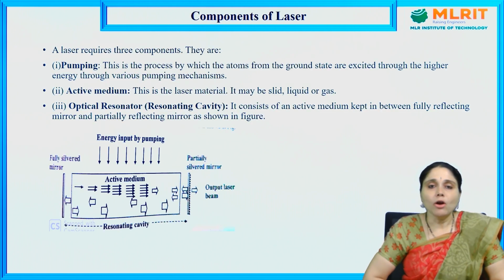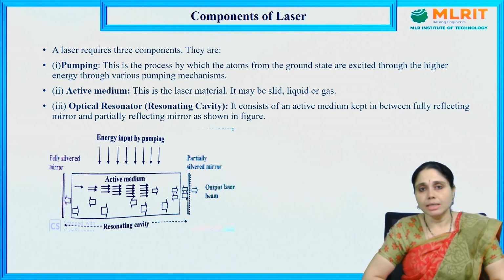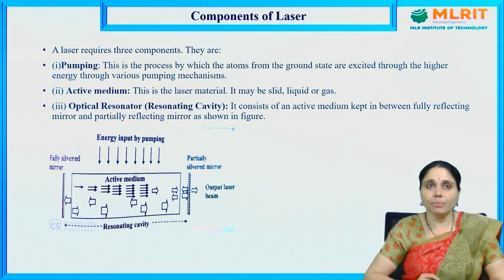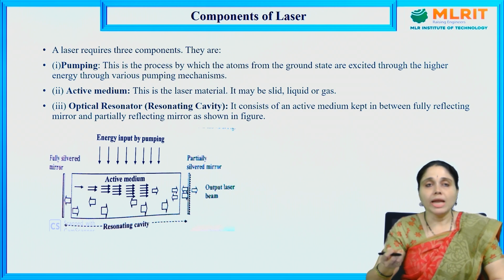Next, in order to obtain laser light, we need to know about the components of the laser system. There are three major components of the laser system. The first one is pumping. As we have seen in the previous slides, the pumping can be produced by various pumping methods.